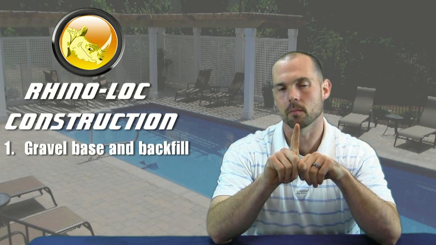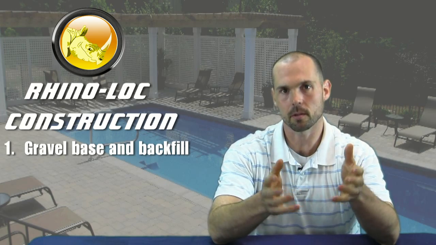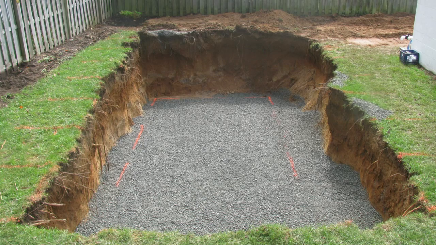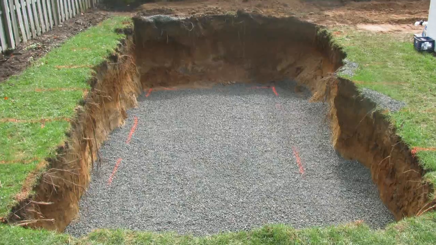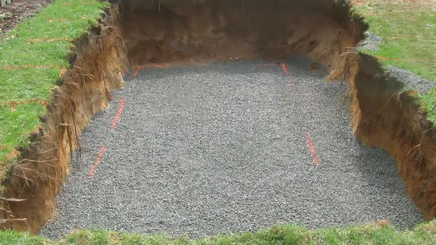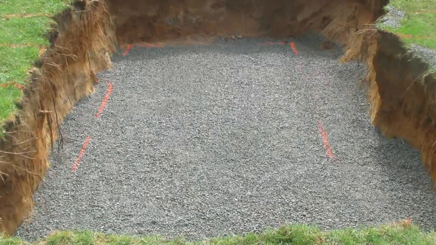So there are 4 layers of protection with our RHINO-LOC construction. We've basically given you 4 advantages here. One is gravel, base, and backfill. So when we install the fiberglass pool, we set it on a clean, crushed gravel base, and then we backfill around the outside of the pool shell with the same gravel material.